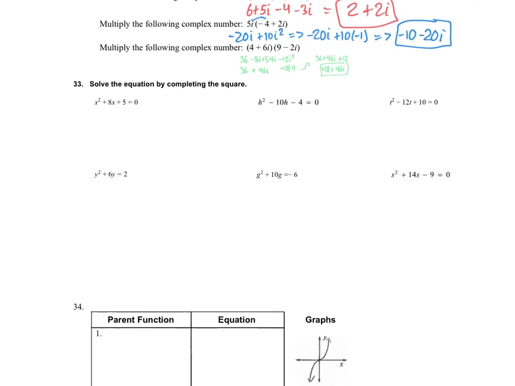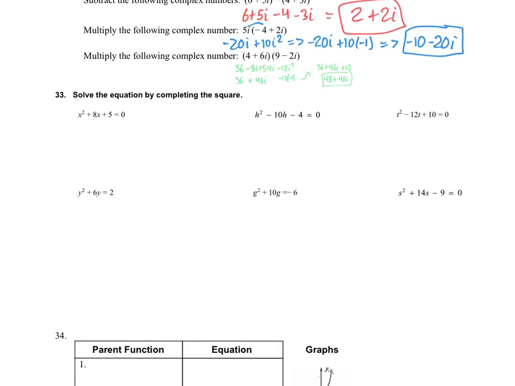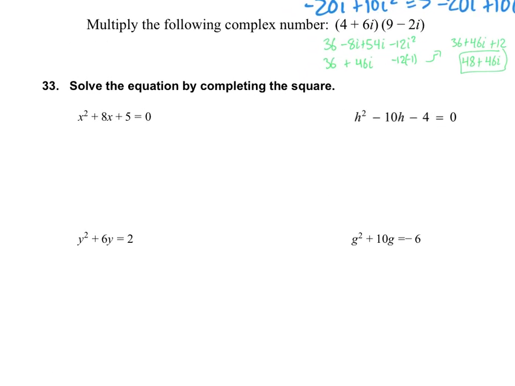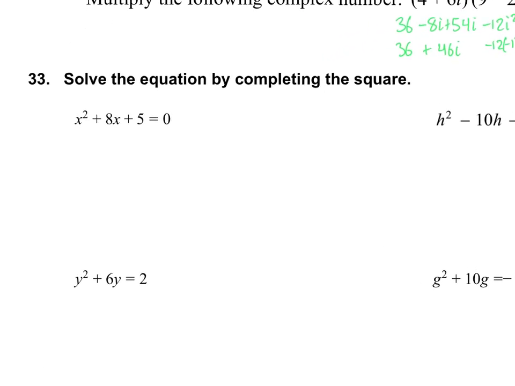Completing the square. Hey, we're almost done, guys. We're getting there. Completing the square. I'm going to do a couple of them and then pause it and do the rest just so you can have the notes. I'm not going to talk through all of these. But remember, guys, you need to bring the 5 over here. And then you complete the square.